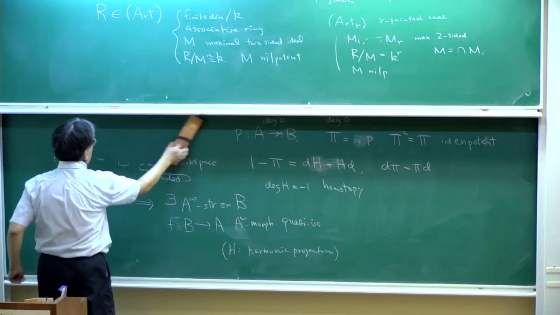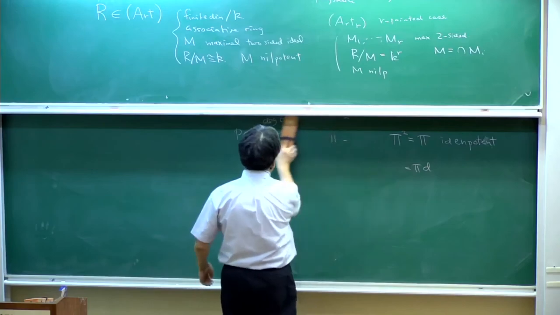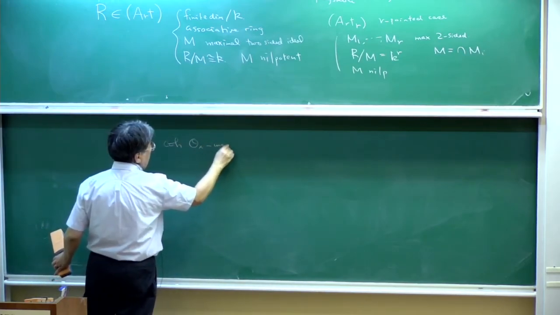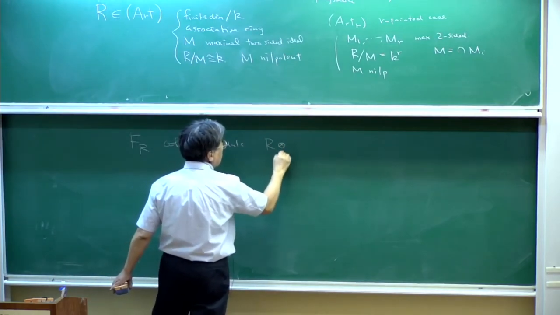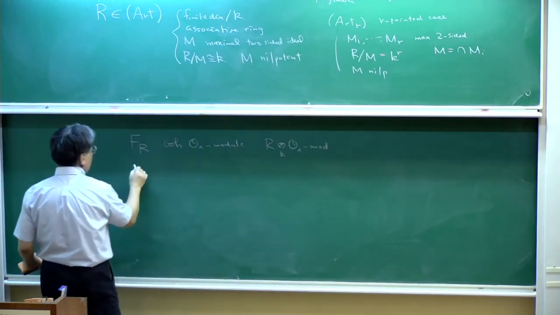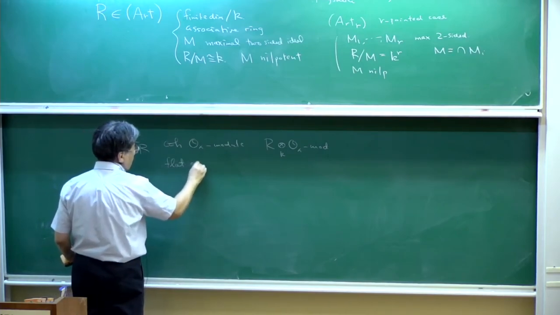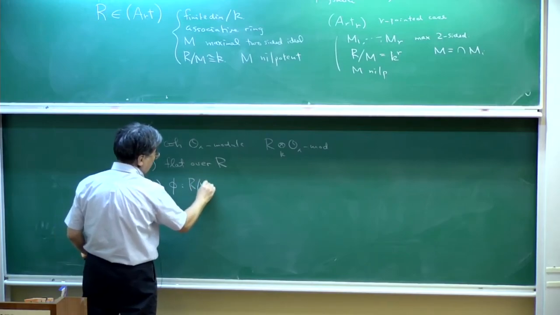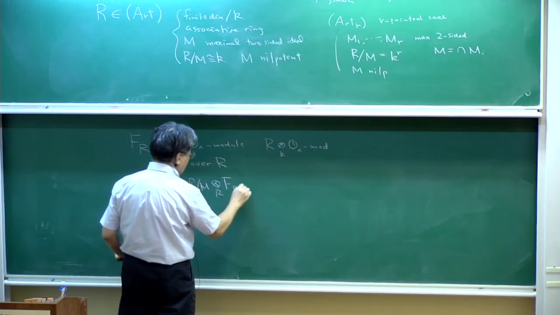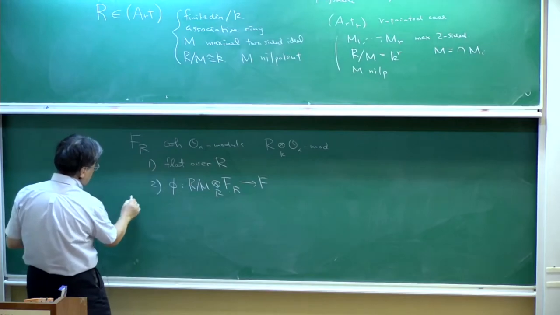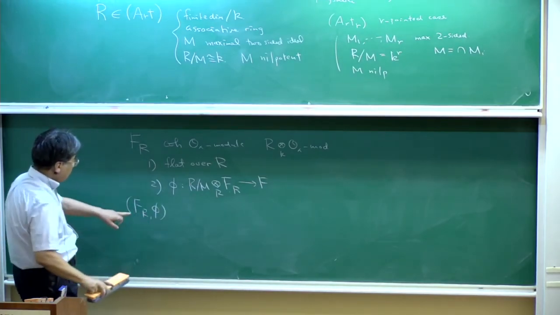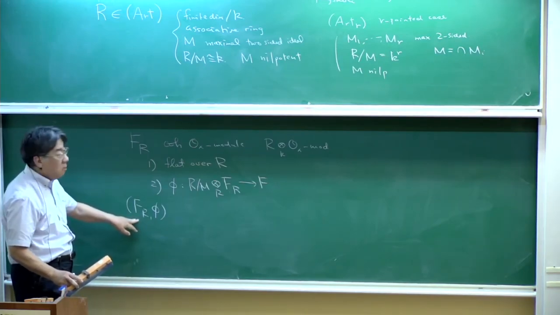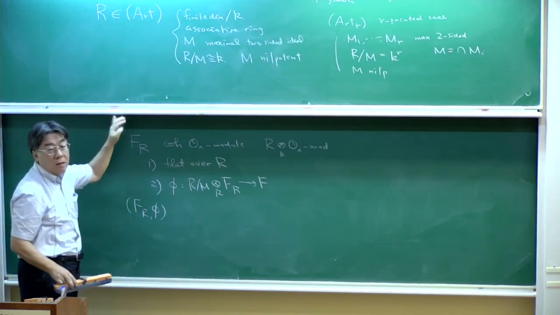And then the deformation of F over R is the following. F_R is again a coherent O_X module with R structure, so actually an R tensor O_X module, such that, first condition, it is flat over R. Second, there is an isomorphism R over M tensor over R of F_R to F. And actually, deformation is a concept of a pair, a module and an isomorphism. This is exactly the same definition as the usual deformation, but I don't assume the commutativity of R. Otherwise, everything is the same.